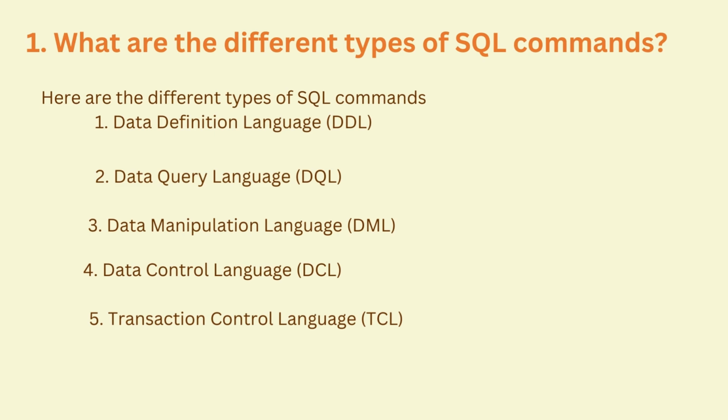DQL, Data Query Language. The select command, used for querying data from the database. DCL, Data Control Language. Commands like grant, revoke, used for controlling access to data. TCL, Transaction Control Language. Commands like commit, rollback, used to manage transactions.